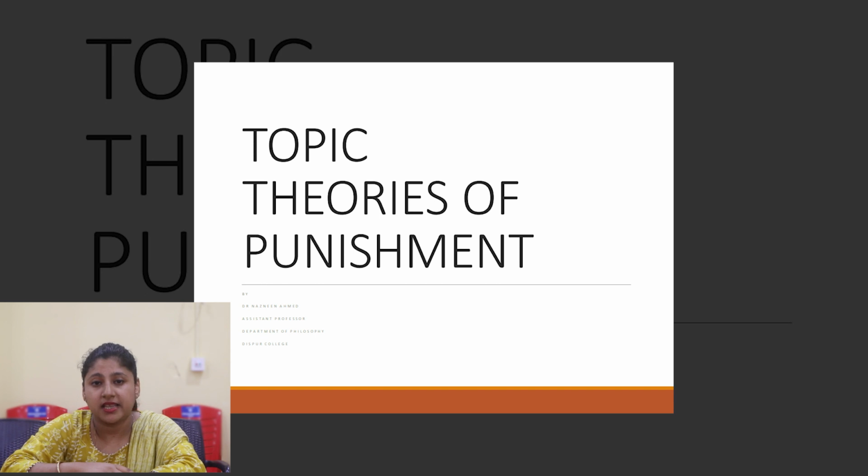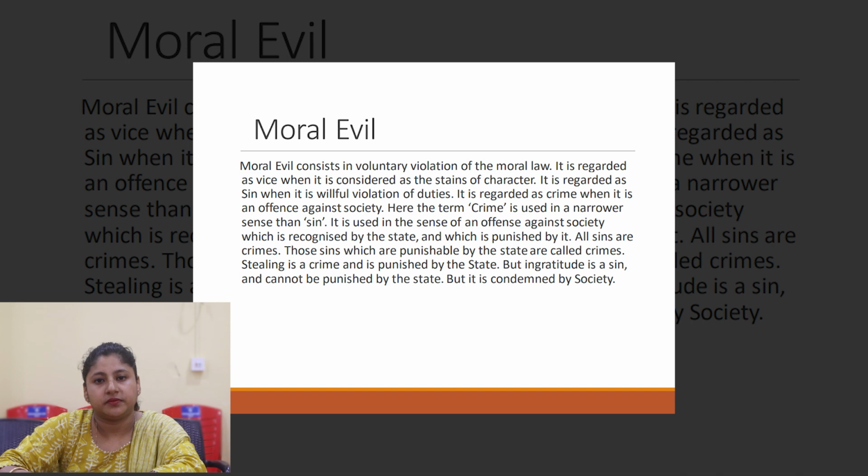What are the circumstances when a man is punished? In answering these questions, we come to the topic moral evil. What is moral evil? Moral evil consists in voluntary violation of the moral law. So there is a moral law in ethics. A moral law is something which helps us to differentiate between what is good and what is bad. So basically moral evil is bad action, or we can say wrong action.